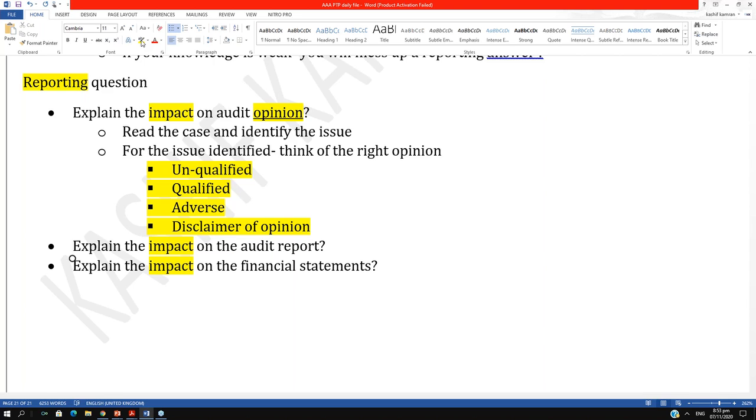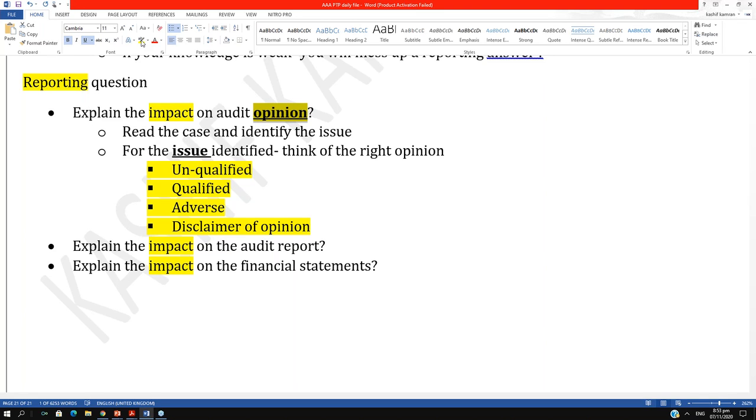You're just thinking about opinion, right? So whatever the issue is in the case study, carefully read it and see, for that particular issue, should you give an unqualified opinion, a qualified opinion, an adverse opinion, or a disclaimer of opinion? Is that clear to everyone?